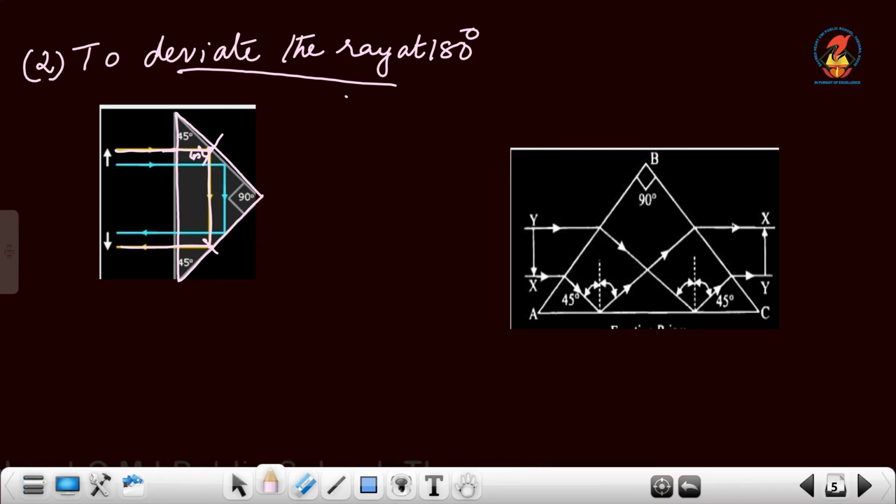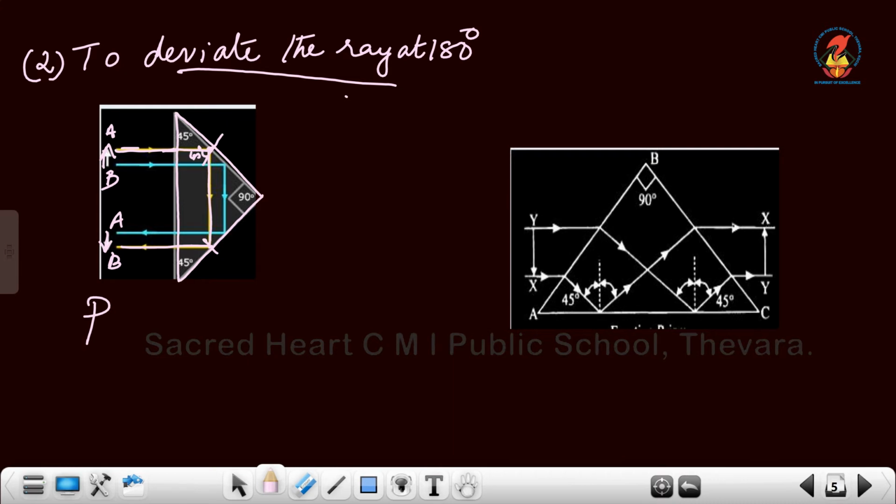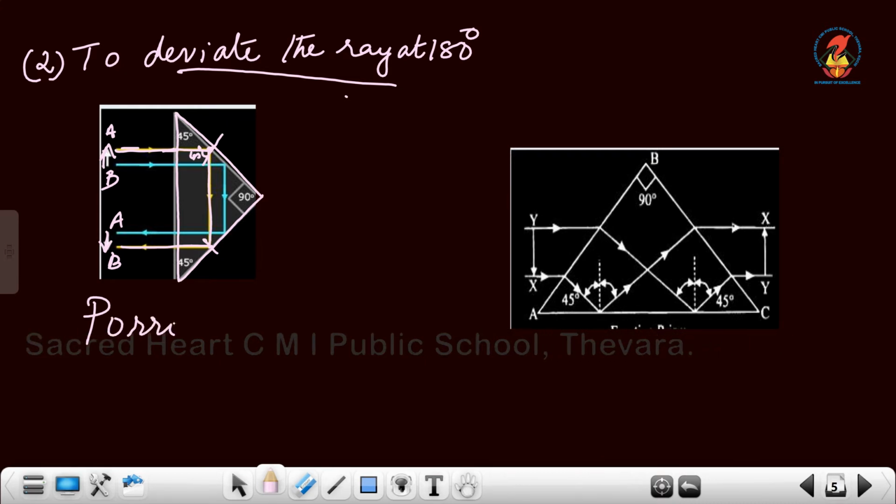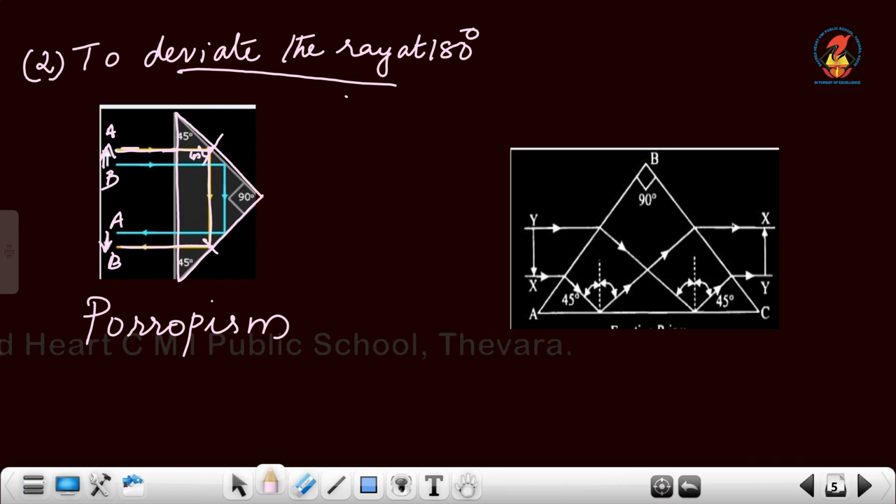So if this is the object A, B, the rays from points A and B after total reflection inside the prism come out like this, and we will get an inverted image of the object. This type of prism is mainly used as a porro prism. This application is an example of a porro prism.